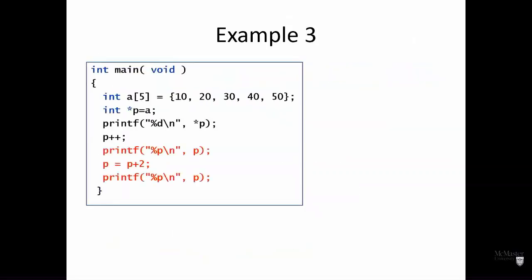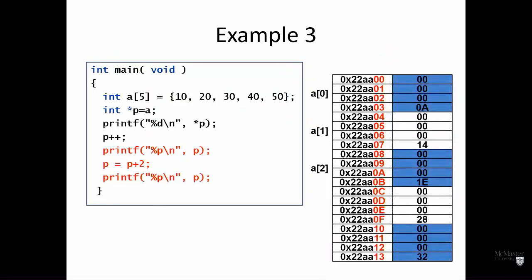Okay. Here we have another example, and assume this is my memory. What I'm doing here is defining an array A of 5 elements, and then assigning a pointer B to the first element of that array, A. So now B is pointing to 10, the first element. And then in this line, I'm printing the value of B. Can you imagine what is the result of this print?